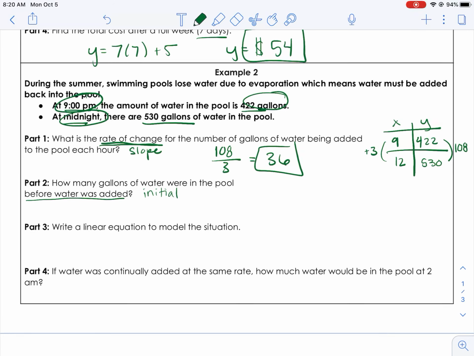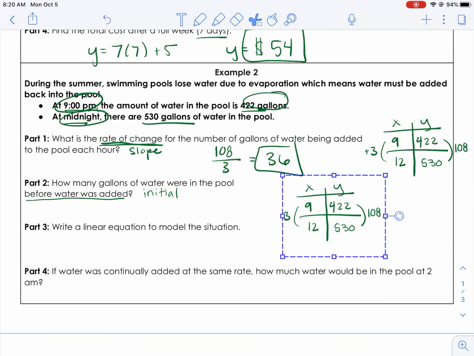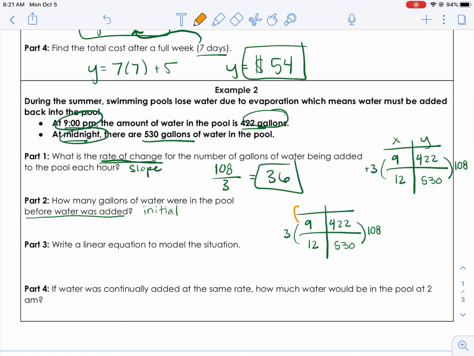So once again, I'm going to take my table and I'm going to apply the same rules backwards. Okay, so I want to get to a point where my x is 0. So if I was adding 3 before, I'm going to subtract 3 this time. I'm going to subtract 108 this time. So 422 minus 108 gets us to 314.